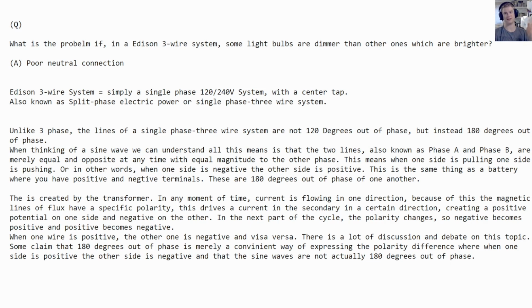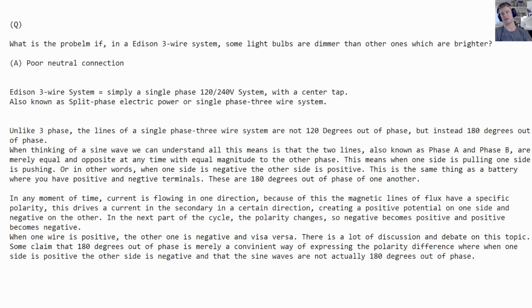Unlike 3-phase, the lines of a single phase 3-wire system are not 120 degrees out of phase, but instead 180 degrees out of phase. When thinking of a sine wave, we can understand all this means is that the two lines, also known as phase A and B, are merely equal and opposite at any time with equal magnitude to the other phase. This means that when one side is pulling, the other side is pushing, or in other words, when one side is negative, the other side is positive. This is the same thing as a battery where you have positive and negative terminals. These are 180 degrees out of phase of one another.